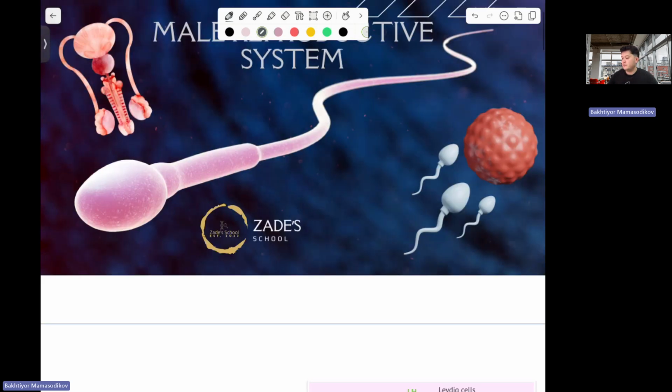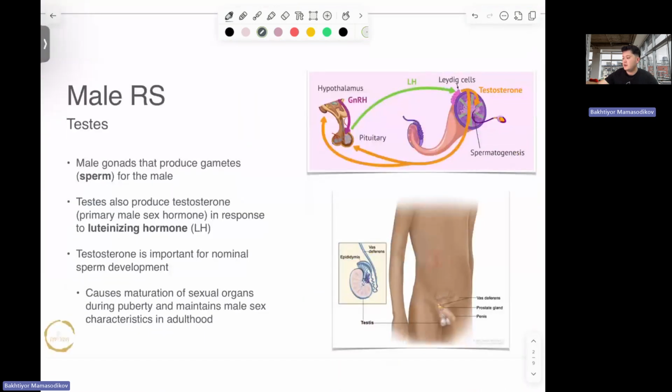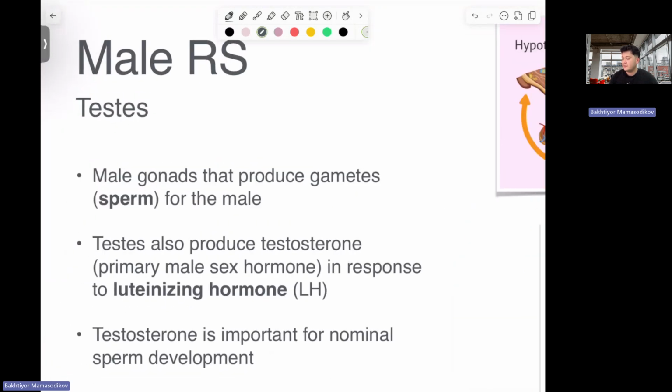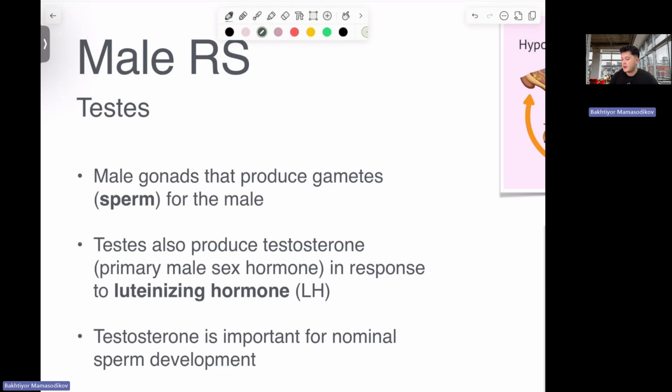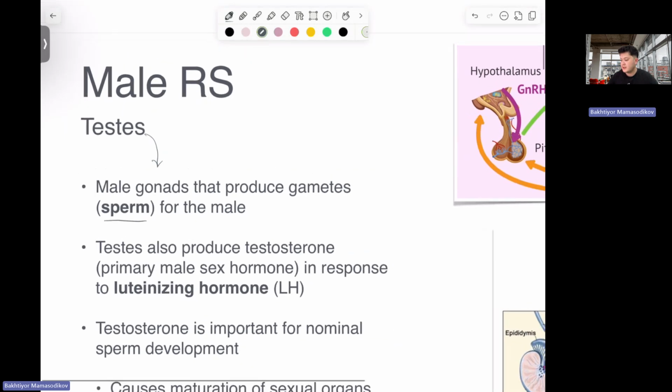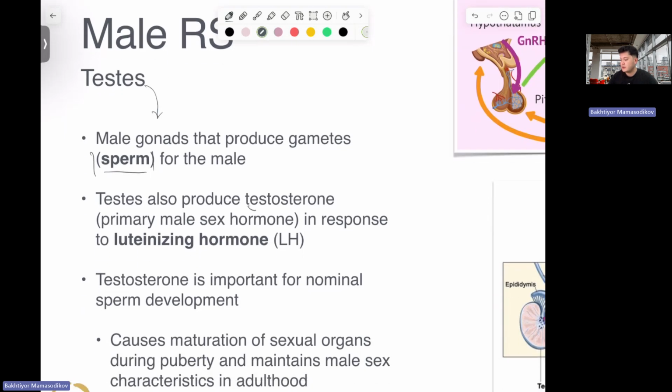Male reproductive system, the main organ in the male reproductive system is the testis. The male gonads that produce the gametes, sperm for the male. The testis is the male gonad. The female gonad is the ovary. The testes produce the sperm, which is essential for the male reproductive system. Testes also produce testosterone. This is the second main important thing.